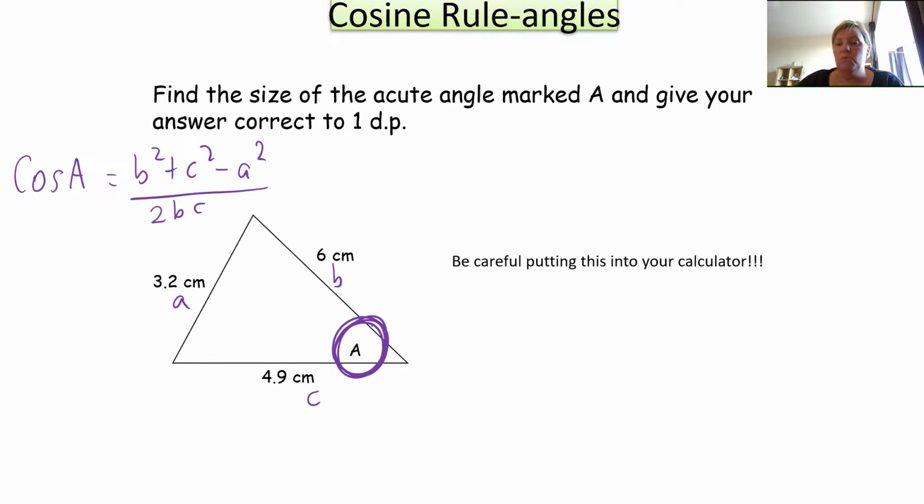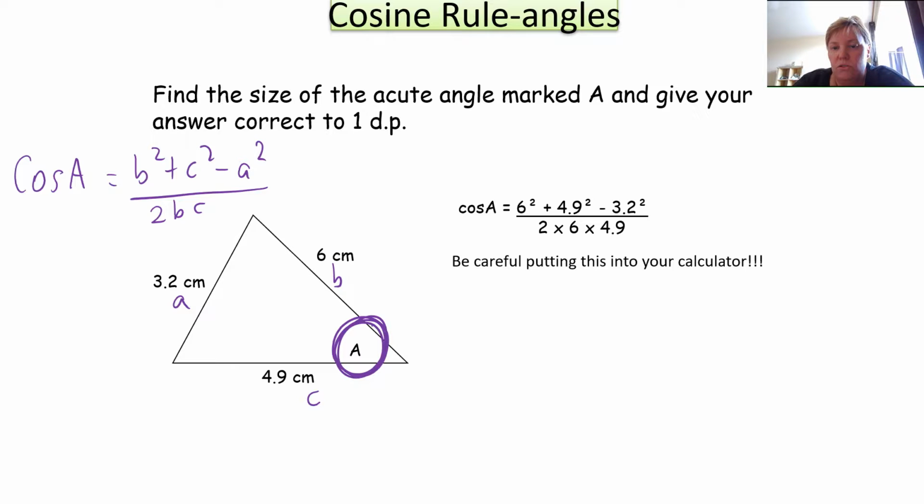Usually I put those in the wrong order, so we'll find out in a second. All right, so did I? No, I put it in the same order. So here I've filled out the formula. I've got cosine of A, don't know what that is. I've got b squared, so 6 squared, plus c squared, which is 4.9 squared, minus the a squared, which is 3.2 squared. So the two huggy sides, as I call them, because they're hugging that angle, minus the opposite one, all over 2 times 6 times 4.9.